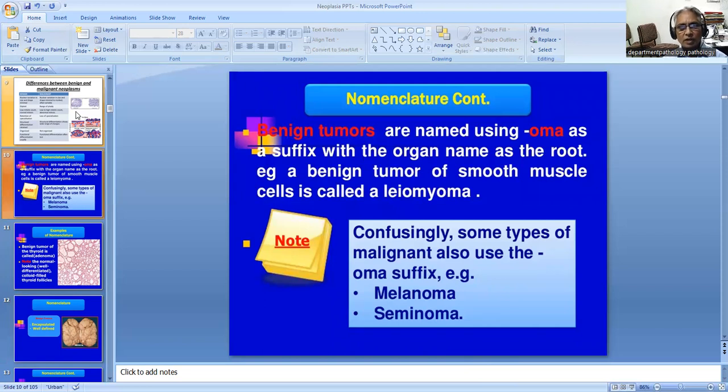So for benign tumor nomenclature, usually we use the suffix oma with the name of the organ as the root. For example, a benign tumor of smooth muscle is known as a leiomyoma. A benign tumor of fibrous tissue is known as a fibroma. A benign tumor of adipose tissue is known as a lipoma. But in some cases, this is confusing. Some types of malignant cells also use the suffix oma. For example, melanoma and seminoma use the suffix oma, but they are malignant growths of melanin tissue and testicular tissue respectively.